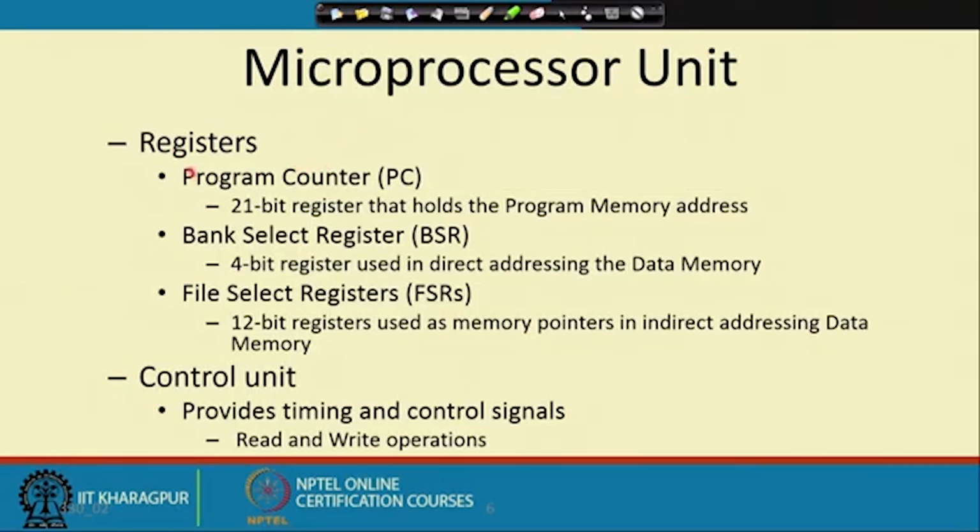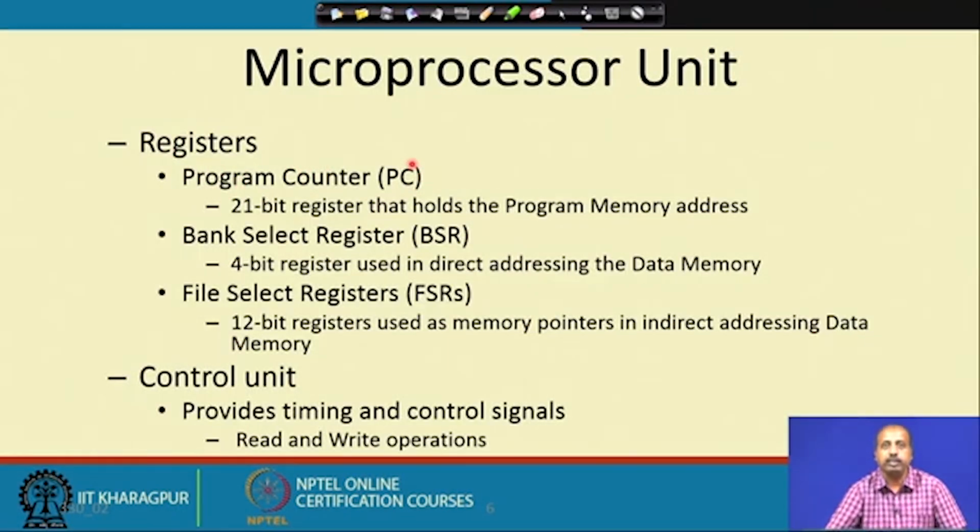Next, we have the registers. The microprocessor unit will have some registers. One important register is the program counter, and since the address bus is 21 bit, the program counter is also 21 bit. Then there is a bank select register, which is a 4-bit register. It is used in direct addressing of the data memory. You can select the data memory content, load it from the data memory into the working register, or do some operation with this working register and the data memory registers. That way the bank selection is done by the 4-bit register called BSR, or bank select register.